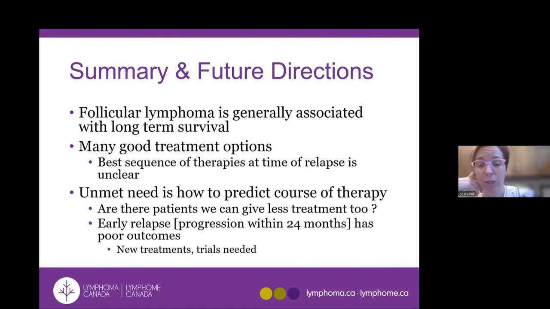Who is going to relapse early? So patients with follicular lymphoma that progress within 24 months of treatment, these are people that really need more options, better treatments. They tend to have poor outcomes, and we have to treat very aggressively. And that is really, I think, the focus of new treatments and trials.